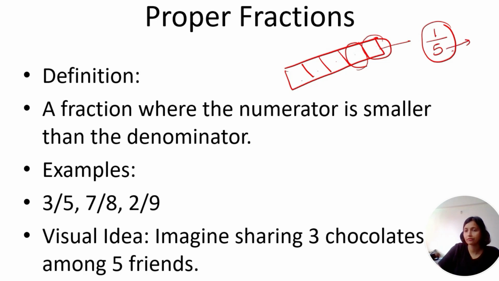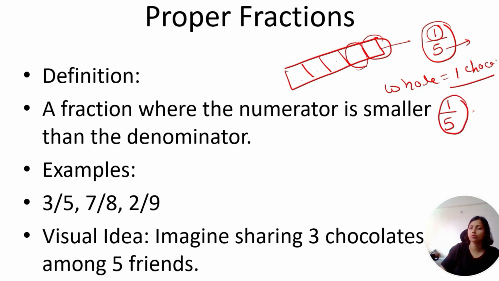So what is the 5? 5 is the total number of equal parts in the chocolate, or in the whole of the thing. So here the whole is the one chocolate. So out of 5 parts, each person is getting one part. So each person will get 1 by 5 of the chocolate and 1 by 5 is a proper fraction. So a proper fraction is always less than 1. So here the person is getting less than the whole. The person is getting a fraction of the whole.